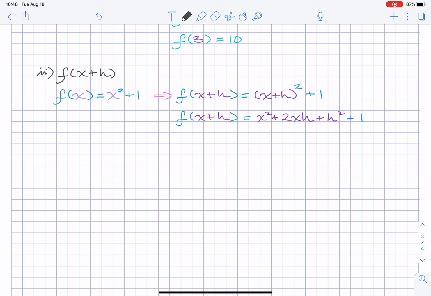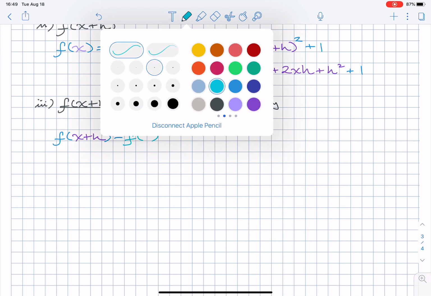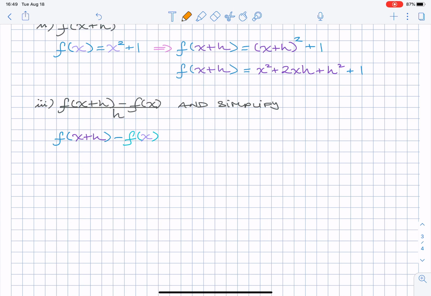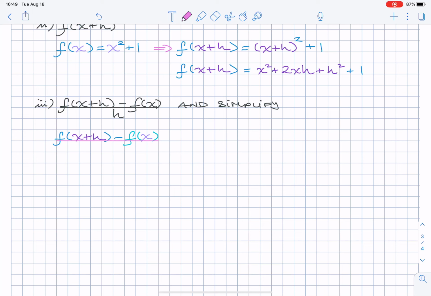Nothing can be combined. So number 3. Let's kick this up a notch. Let's evaluate f of x plus h, which I've already done. But then let's subtract from that f of x, which is the original function, divide it by h and simplify. Okay, so I want f of x plus h and I want to subtract from that f of x. And then I want to divide all of that by, actually, what color should I use? Let's use orange. No, orange is not going to look nice. Let's use pink. Divide all of that by h.